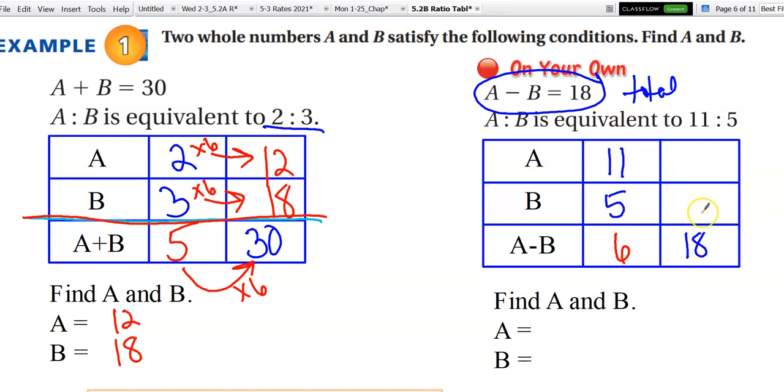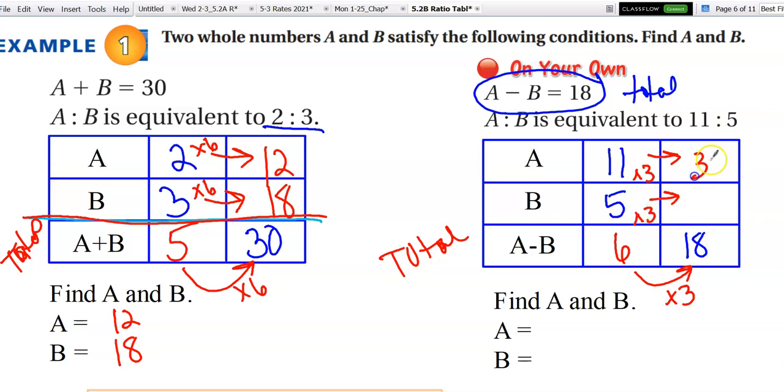And now I'm looking for the multiplication pattern, and I'm using my total row, right? This is my total. Total sometimes means a sum. Total sometimes means a difference. This was also a total. Okay, so I can see that this is a times 3 pattern. So I multiply the A times 3 and the B times 3. So I get 33 and 15. And if I take 33 and subtract 15 from it, I do get 18. So the total for A is 33 and the total for B is 15.